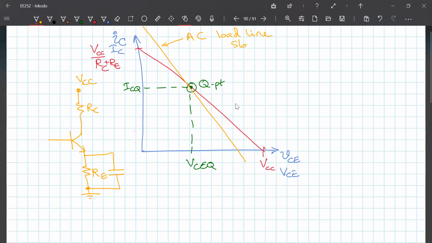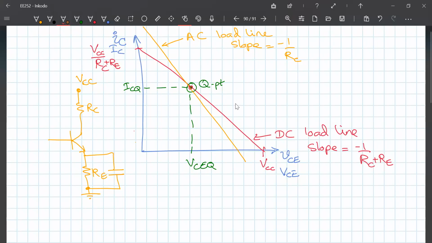So the slope is minus 1 over RC, whereas in the DC load line the slope will be minus 1 over RC plus RE. Both of these pass through this Q point. The AC load line, by definition, has its origin at the Q point. So this is basically what you have.